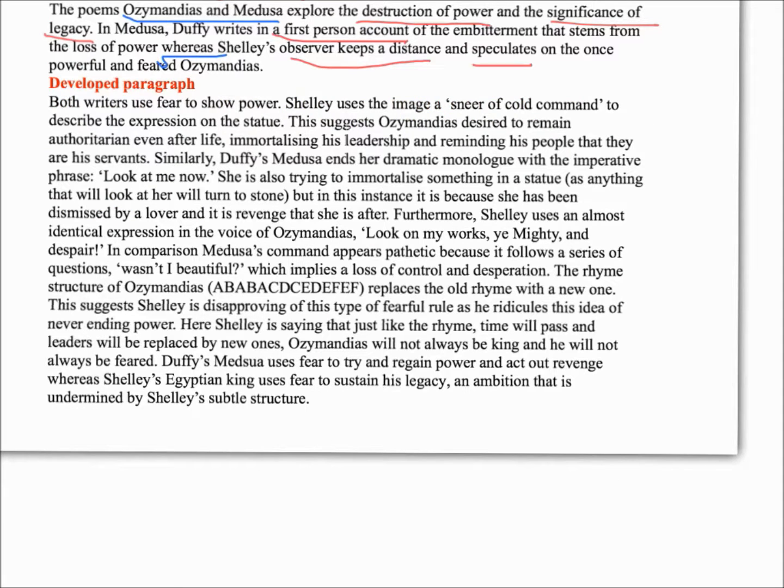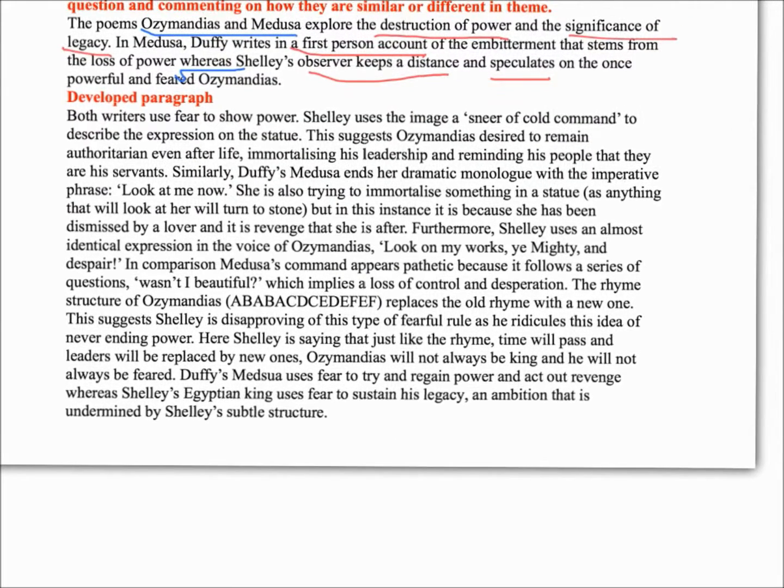Okay, as we move on to the first paragraph, again, I can see that comparison is happening straight away. Why? Because we've got here both writers, okay? Both writers use fear to show power. Very simple, very easy to understand. I know exactly what this candidate is trying to say. Shelley uses the image, a sneer of cold command, to describe the expression on the statue.